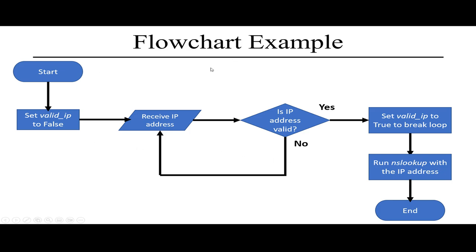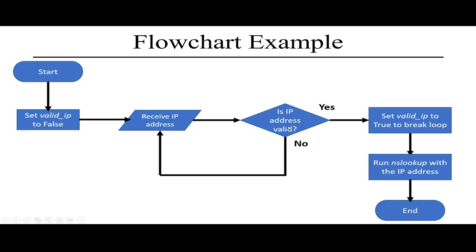So here's the flowchart. I'm going to explain this one. You start with an oval, which means start. This is where the script starts. We have a process here where we're setting valid IP to false. Then we have user input, receive an IP address. We have a diamond here to represent a decision. Parallelogram is the input. Diamond is the decision.